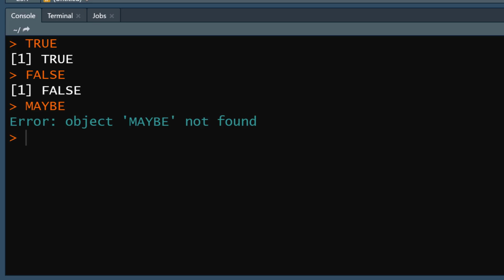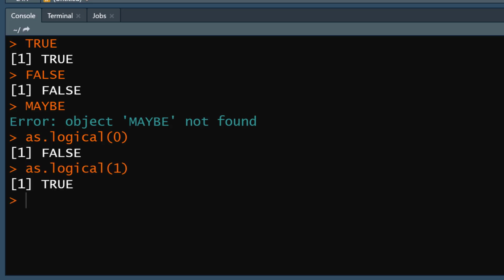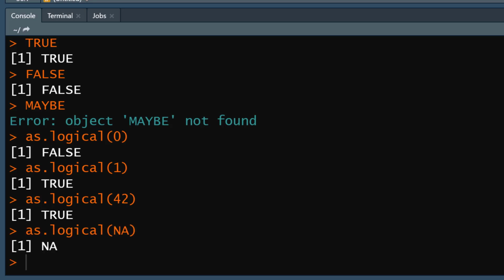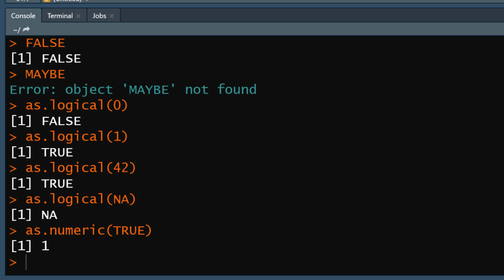You can convert numbers to logicals. So trying to convert 0 to a logical will always give you FALSE. Trying to convert 1 to a logical will always give you TRUE. And that's actually the same for any non-zero number. So here, I try and convert 42 to a logical, I get TRUE as well. R will always convert NA to an NA. It's also possible to convert logicals into numbers. TRUE will always be converted to a 1, and FALSE will always be converted to a 0.